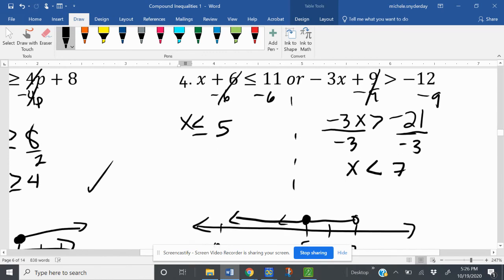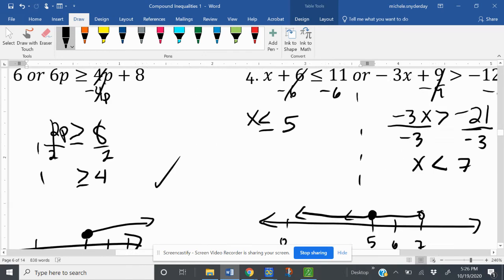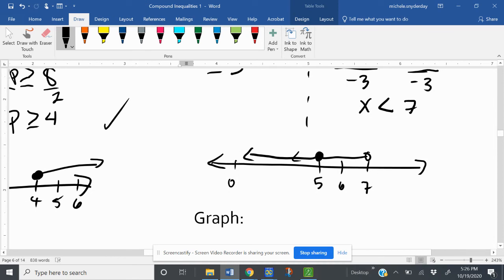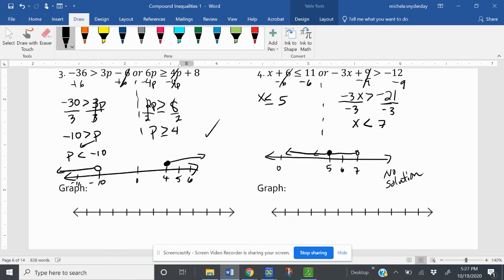So that is not normal. So this one, what do you think that would be? Is it an OR? No, so this one's a no solution. This is a special case that we'll talk about tomorrow. All right, perfect.